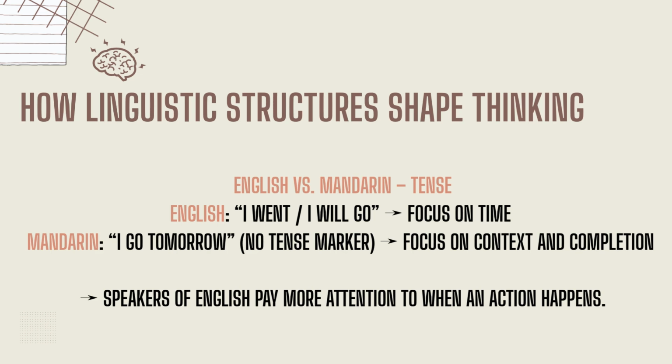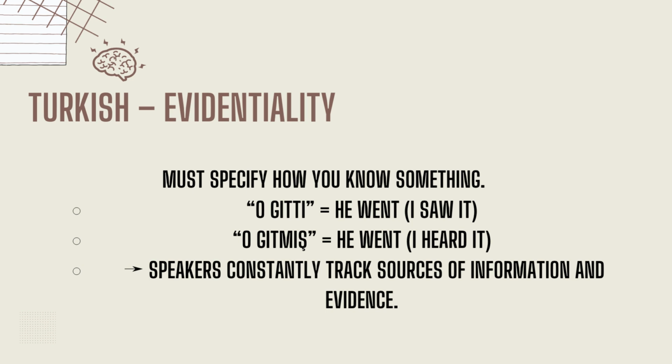So both groups are saying the same word, but their language is highlighting different details in it. And that's the beauty of linguistic relativity. It's not that one group cannot think about time; it's that their language chooses to shine the spotlight somewhere else. And so let's see other examples, like Turkish.